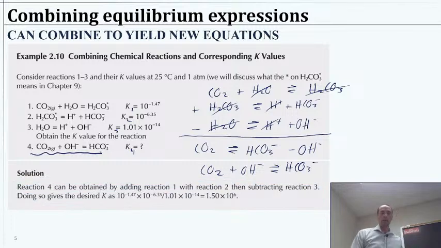And so then if you put that in the calculator correctly, that should get us to 1.5 times 10 to the 6. Okay? All right. Make sense? Any issues? Cool.